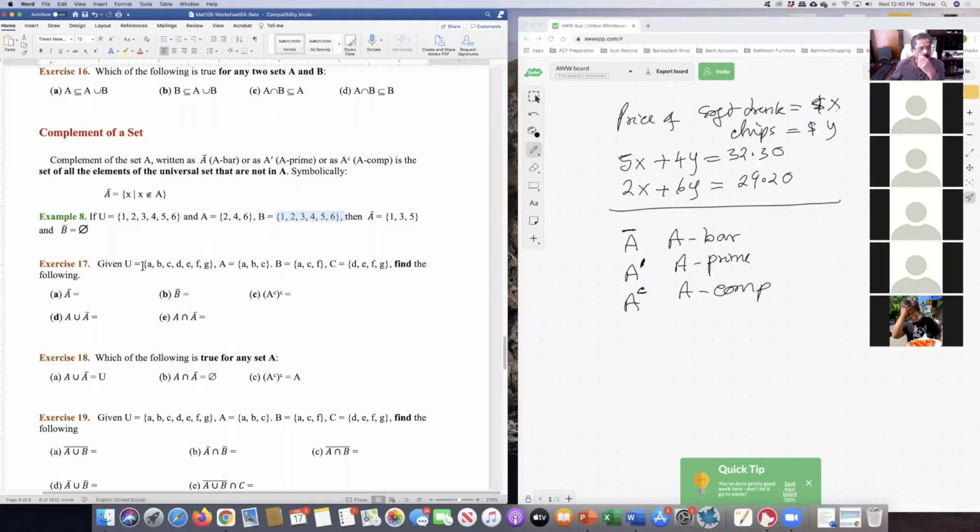Given universal set equal to A, B, C, D, E, F, G, and set A equal to A, B, C, and B and C are given, what is A bar is the question. Normally I would ask everybody to do it in class and walk around and check everybody, but we have to do it differently now. So let me see if anybody can answer that. What do we have in A bar? D, E, F, G. D, E, F, G is correct. Very good.